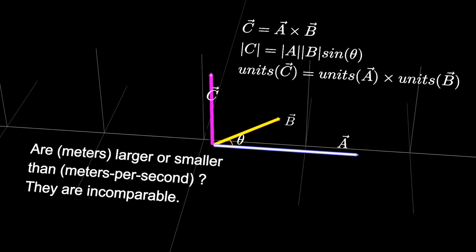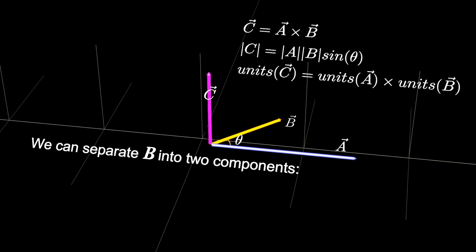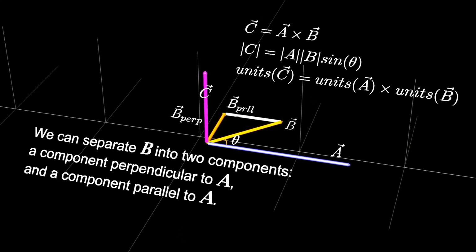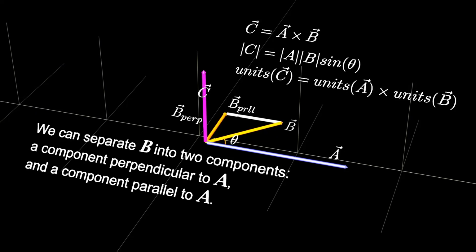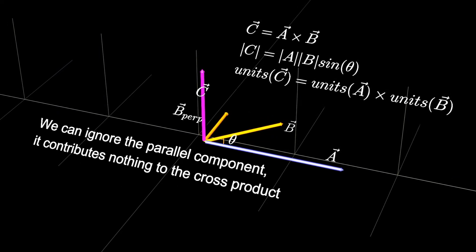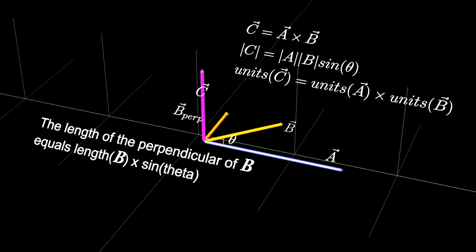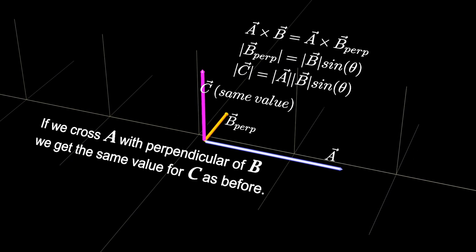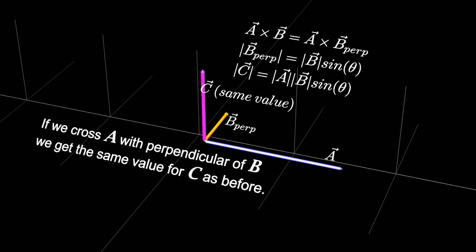They are incomparable. We can separate B into two components, a component perpendicular to A and a component parallel to A. We can ignore the parallel component. It contributes nothing to the cross product. The length of the perpendicular of B equals B sine theta. If we cross A with the perpendicular of B, we get the same value for C as before.